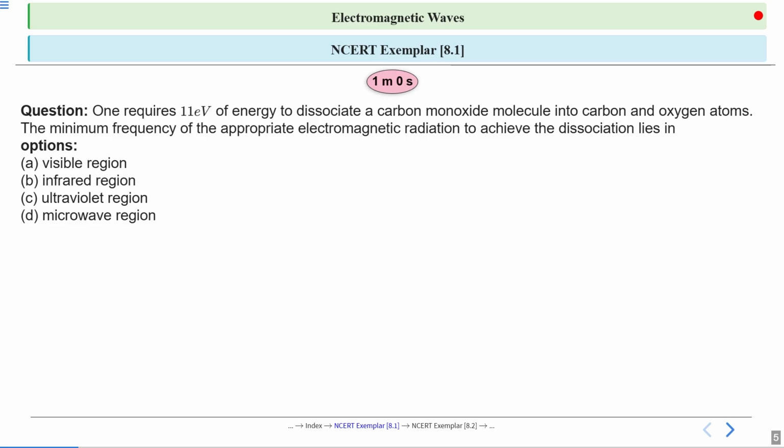So electromagnetic radiation carries energy. We will calculate the wavelength associated with that energy, and hence we can calculate the frequency also, and then we will find in which region this calculated wavelength or frequency lies: visible, infrared, ultraviolet or microwave. So I will give you some time to solve it.